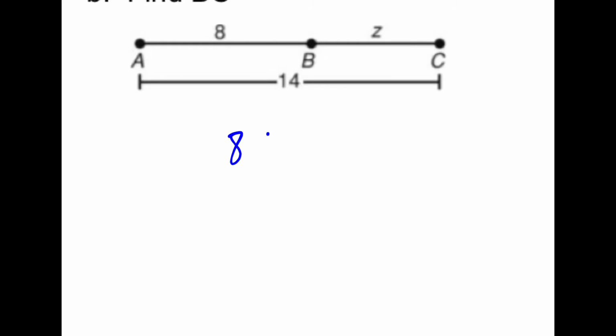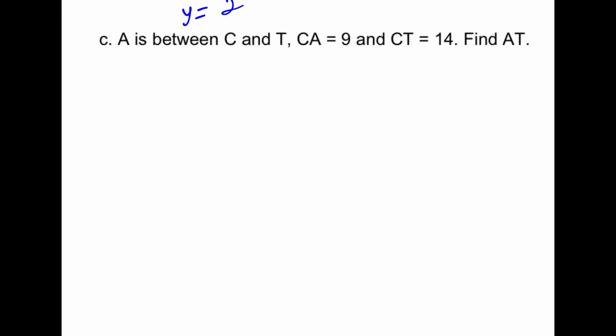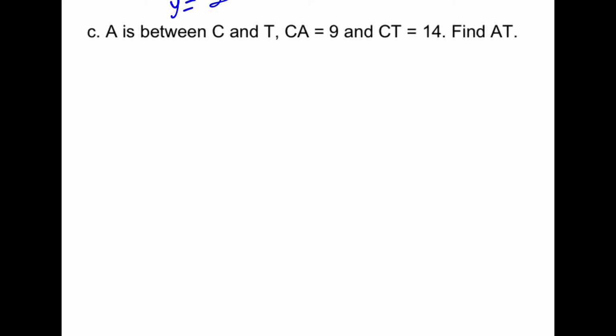Another example, we can say 8 plus z is equal to 14. 8 is the first distance, z is the second, and the total is 14. Using algebra, we can subtract 8 from both sides and find an answer of 6. Sometimes they gave us the problem in words instead of a diagram, so we had to think about it.